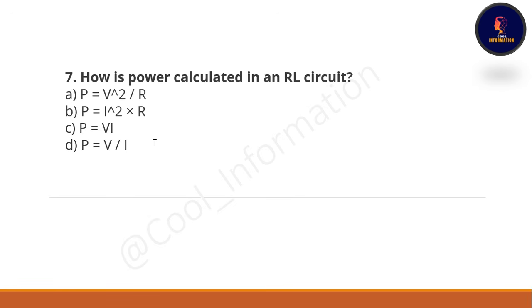Option number A, P is equal to V square by R. Option number B, I square by R. Option number C, P is equal to V into I. And last option is P is equal to V by I. And the correct option of this question is option number B, which is P is equal to I square into R.